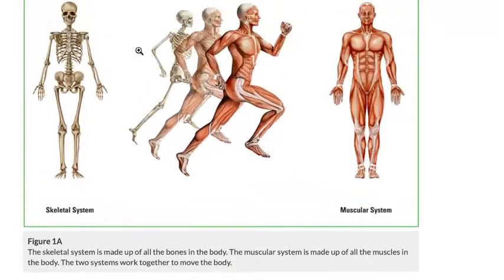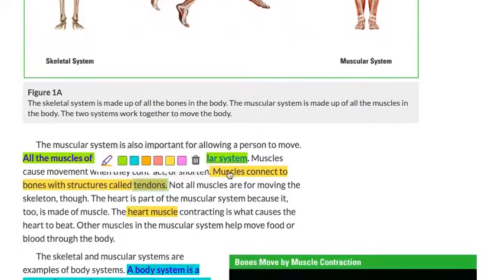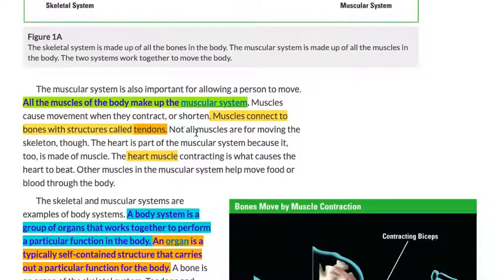This exists here when you're looking at, say, your arm muscles connected to the shoulder bones. And so when the muscles are connected to bones, they're connected by structures called tendons. Not all muscles are for moving the skeleton though, right?